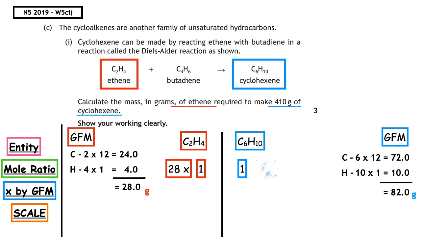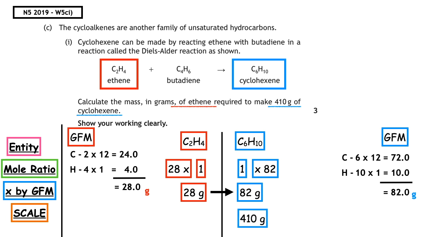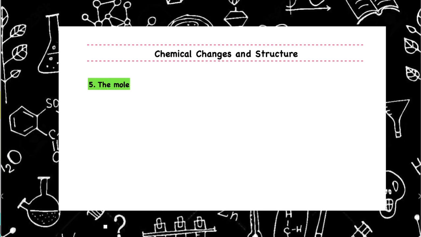When we multiply both sides out, 28 times 1 equals 28. 1 times 82 equals 82 grams. In the question, they have given us 410 grams of the cyclohexene. So this time we have to put it on the right side, same substance, same sides. We're going to do a cross multiplication. So this time we do 28 times 410 divided by 82, which gives us a mass of 140 grams.